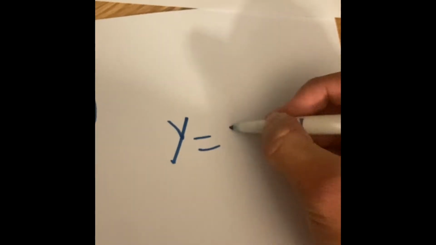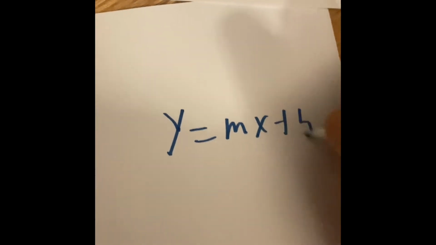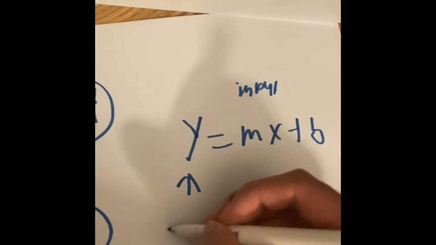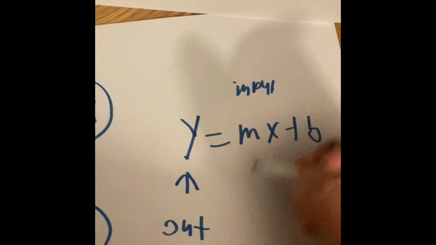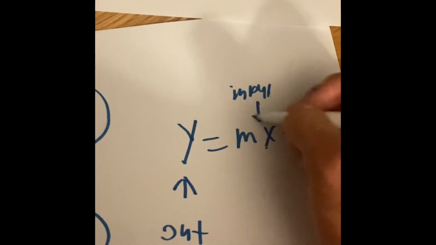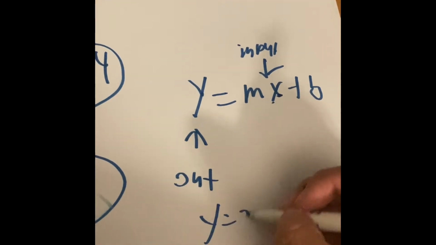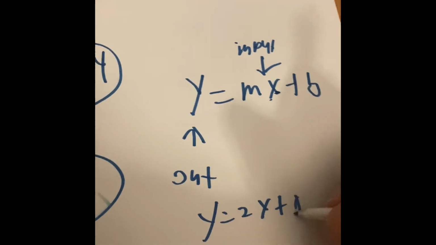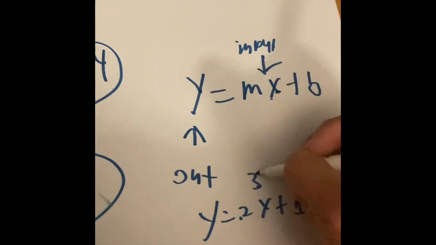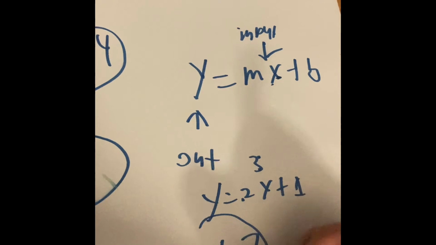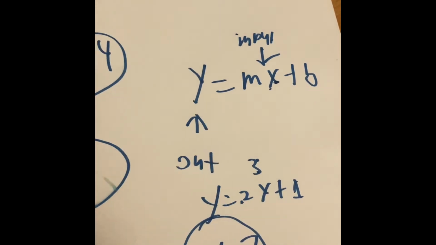If you have ever heard the equation y equals mx plus b, x is going to be your input or domain, while y is going to be your output, or the result of your equation for what you put in for x. Y equals 2x plus 1, and let's say 3 is in for x. 2 times 3 is 6, plus 1. You get an answer of 7, so y is going to be your output.